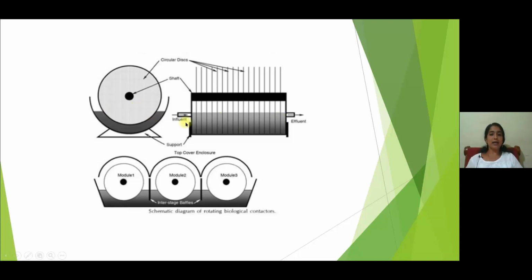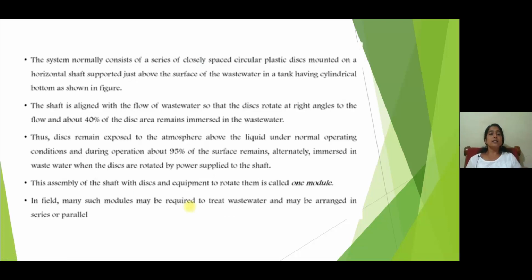And you can see the lengthwise side view, and this faded gray line shows the disc arranged on the shaft. This black color is the shaft, and you can see a series of these RBCs arranged in a single water treatment system. That is the figure shown below. The system normally consists of a series of closely spaced plastic discs mounted on a horizontal shaft supported just above the surface of the wastewater in a tank having a cylindrical bottom, as shown in the figure.